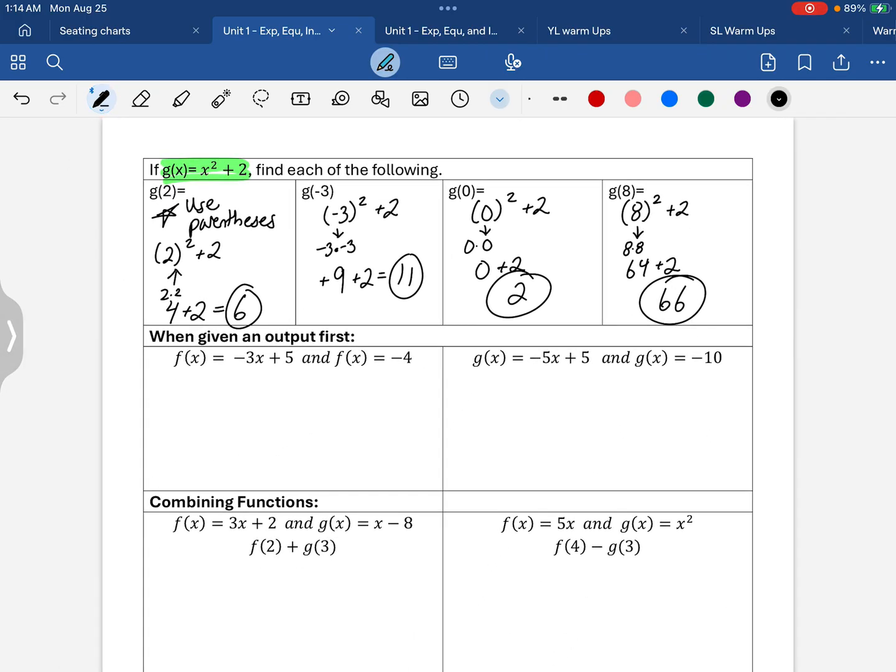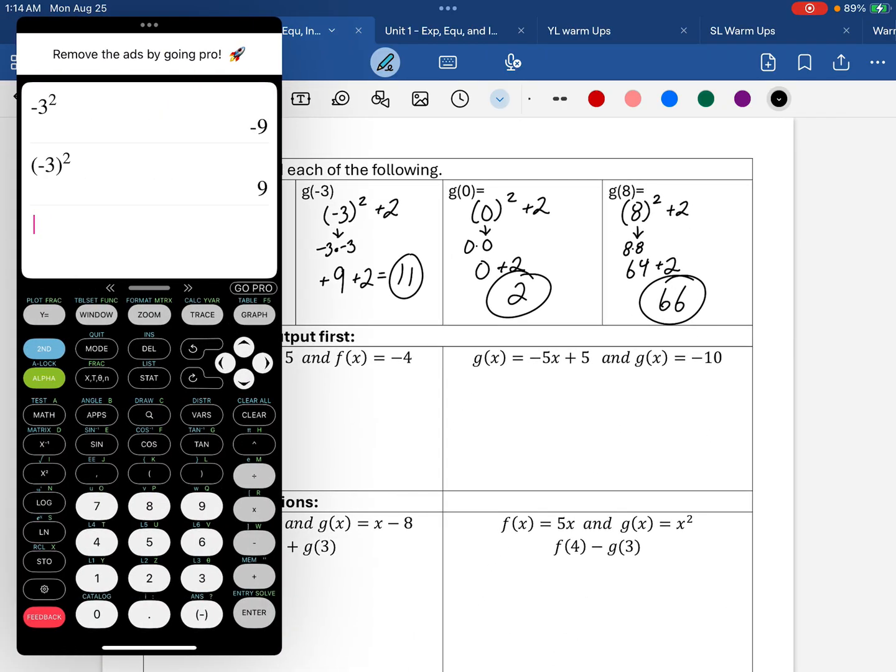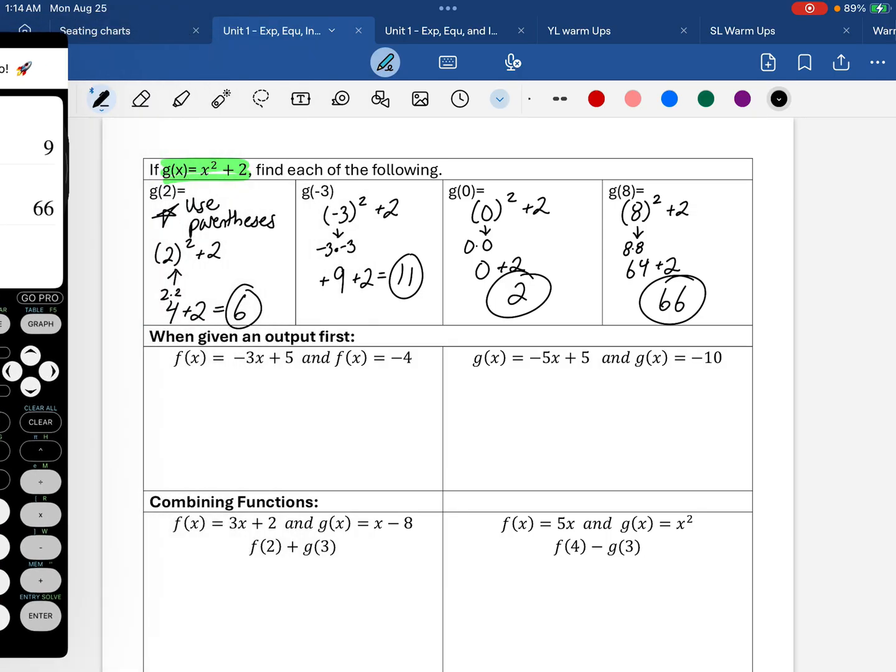So all we did was plug all those in. And really, you can plug them in the calculator just like this, where I square it and then I add 2. You don't have to solve them by hand like I did. You can plug and chug it in the calculator, and there's nothing wrong with that.